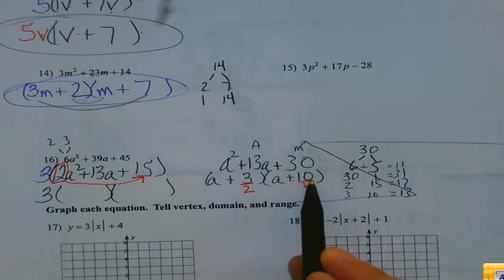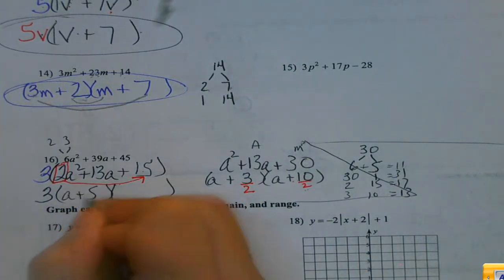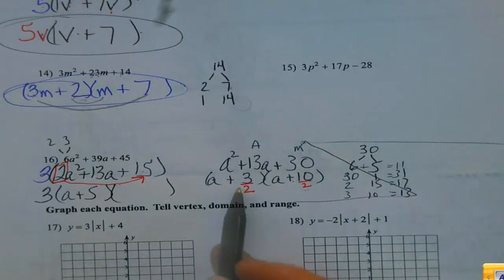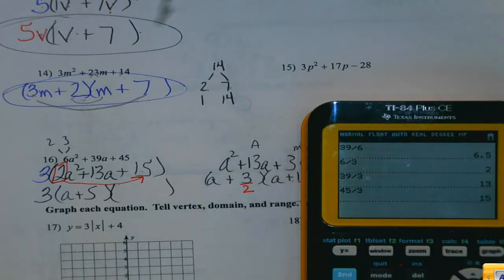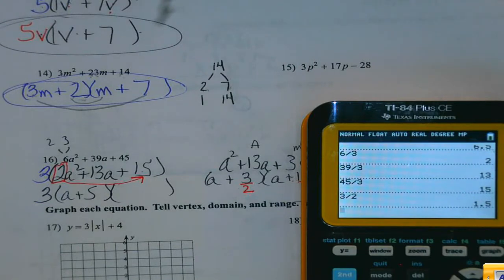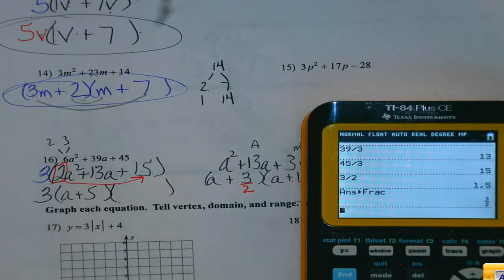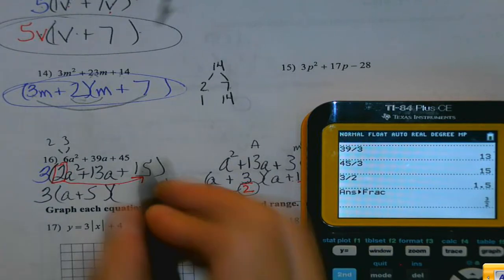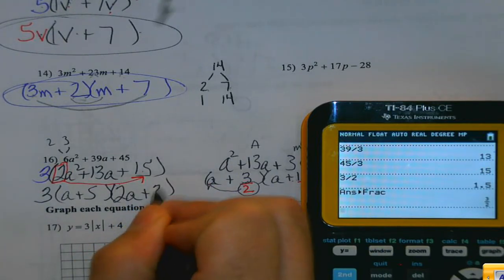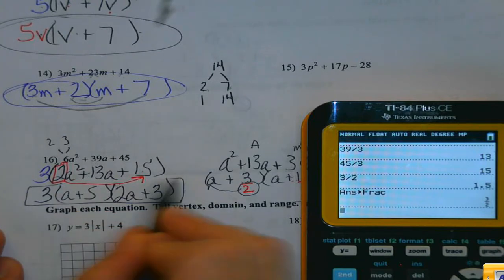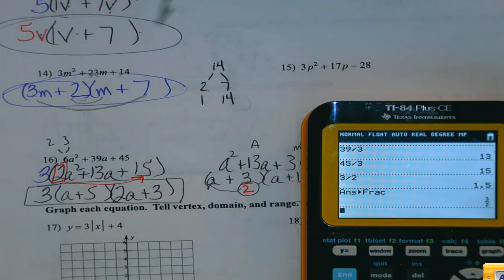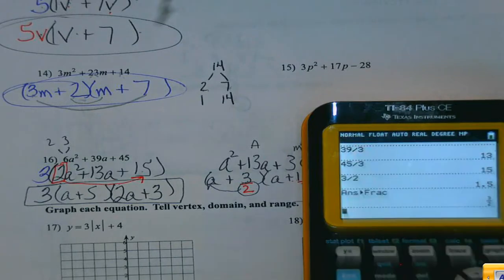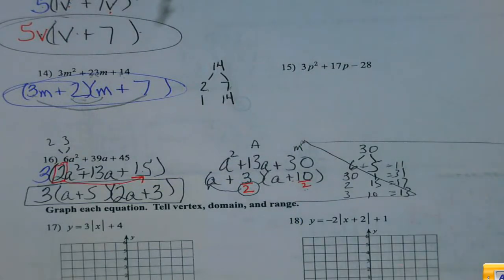If the 2 goes in nicely, 10 divided by 2 is 5. Okay, so that one was nice. But here, if you're not sure and you punch it in your calculator and you get a decimal, and you hit math, enter, and it's a fraction, that's okay. But you don't leave it that way. You bring that back to the front. And I'm done.